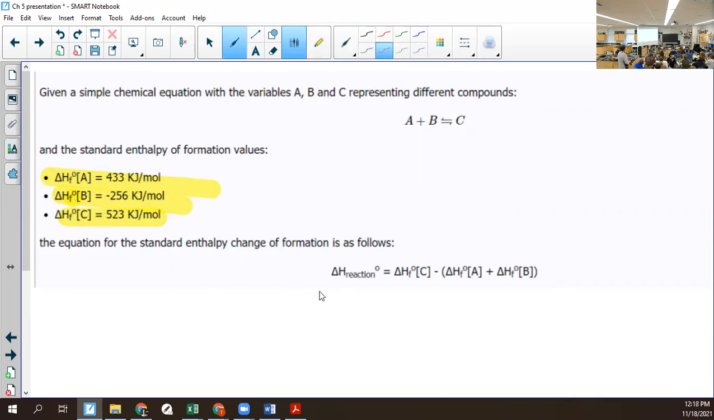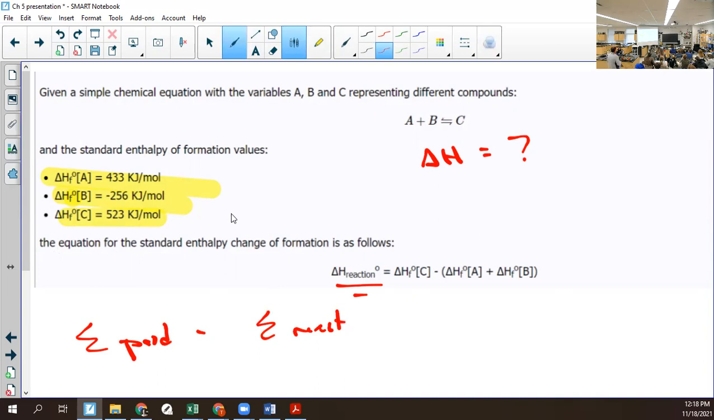We want to find delta H. That's what we want to know. So delta H for this reaction is equal to some question mark. There is only one product, correct? So it is sum of the products minus sum of reactants. So I look up here, the product is C. You with me? Okay, so C is 523.